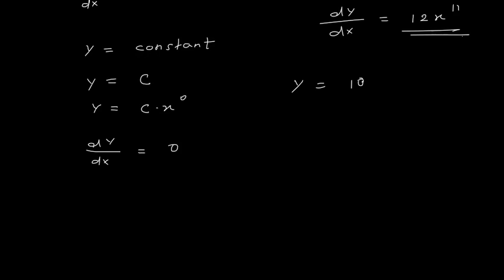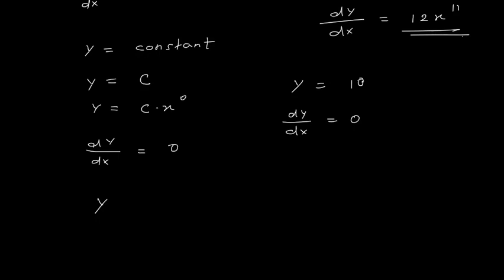When I say 10 upon x, then it is not a constant function. But when it is 10 only, then it is a constant function. You say 10, you say log 10, you say sine 10, any value where x is not involved is constant, and its derivative is 0. So dy upon dx for 10 is 0.